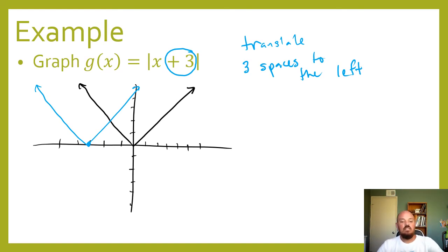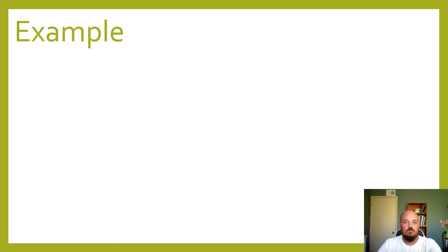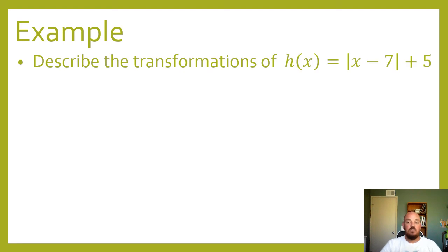Okay, the last thing to do for today is to take a look at a question that maybe has both of them. So we did f of x, we did g of x, here's h of x. We have the absolute value of x minus 7, which is one translation, but then we also have a plus 5, which is another. Now notice, I didn't actually ask you to graph it this time. I asked you to describe the transformations. That means I actually want you to write me a sentence. Tell me what's happening.